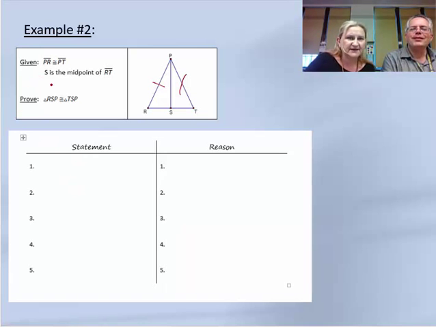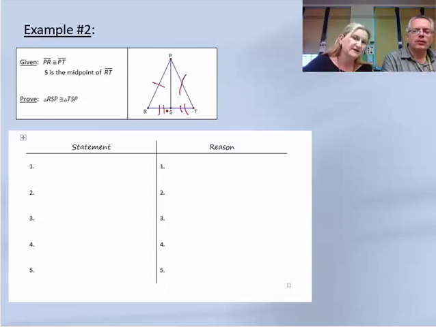Also know that S is the midpoint of RT. So if you recall, if S is the midpoint, it's the point in the middle, so it splits my side RT into two congruent sides. Okay, so if I look at this diagram, I'm seeing I have two sides, so I need something else.